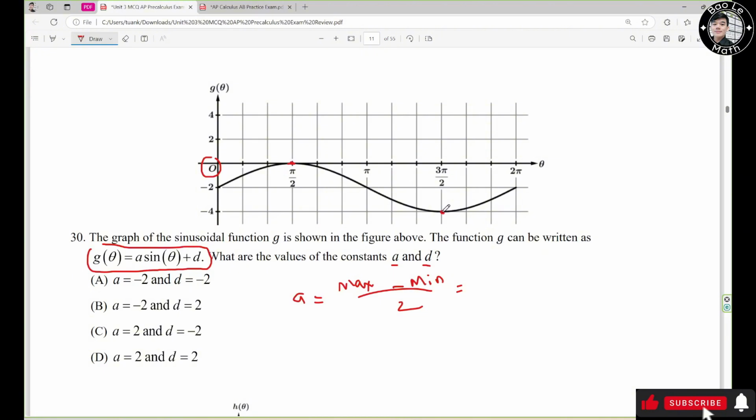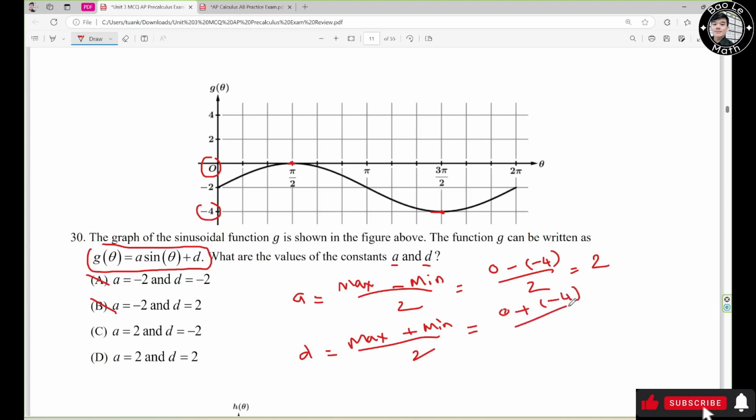Minimum is the lowest point right here, which is -4, right? So you have 0 minus -4 divided by 2. So it could be 2, right? So you need to eliminate A and B. Now the midline D equals max plus min divided by 2, right? So it could be 0 plus -4 divided by 2. So it could be -2. So the answer must be C.